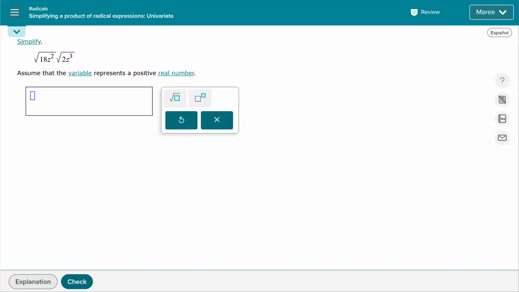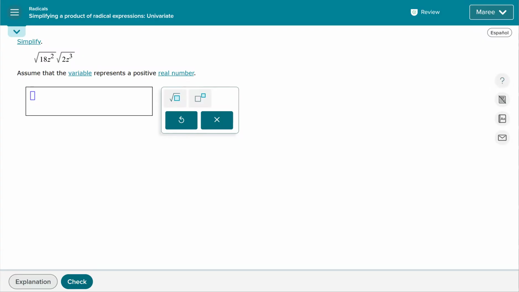This topic is called Simplifying a Product of Radical Expressions, Univariate. So radical expressions, I'm assuming, is mostly square root. I guess you could have cubed root or fourth root. Let's see in our examples. Univariate means there's just one variable.